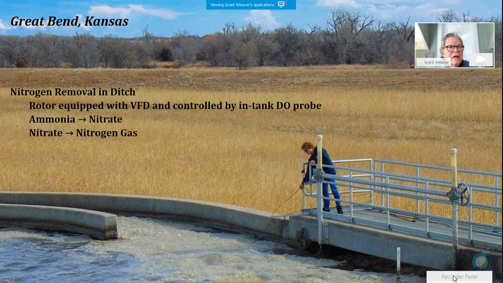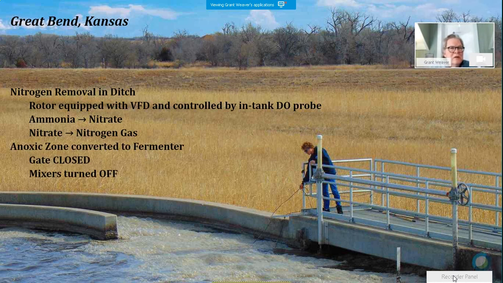So here's the strategy they applied in Great Bend and are applying today. They're getting the nitrogen removal in the main body of the ditch, and they converted what was designed to be an anoxic zone into an anaerobic zone. They closed that gate and turned the mixers off, and that gives them the phosphorus release, and then they're getting the uptake in the ditch. It will be very interesting to see how this works as it gets into warmer weather in Great Bend.